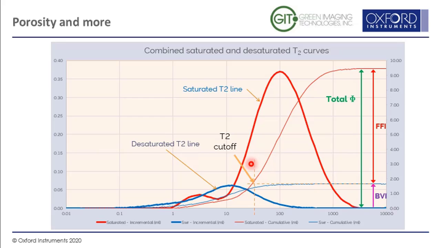The T2 cutoff, which marks an approximate separation between bound and free fluid, is the T2 value where the accumulated saturated distribution intersects with the final cumulative bound volume value. The next slide will show how the T2 cutoff is used to calibrate NMR well logs.